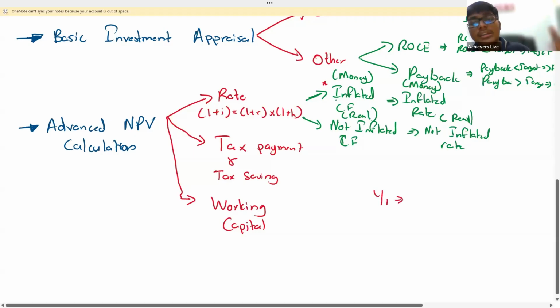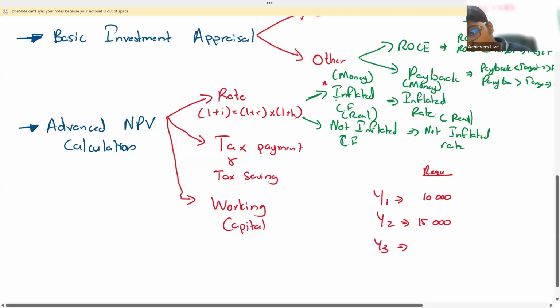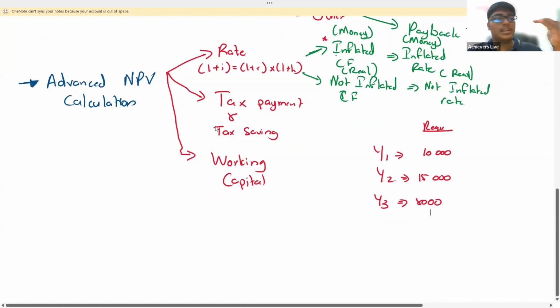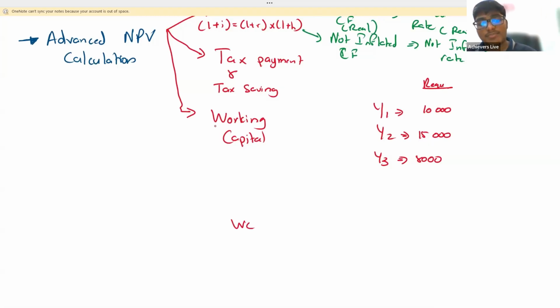Year one, working capital requirement, $10,000. Year two, 15,000. Year three, 8,000. This is the working capital requirements. Listen carefully. Let me show you how it will look in the NPV calculation. Year 0, year 1, year 2, year 3, year 4. So in your pro forma, in your NPV format, how will these cash flows look?